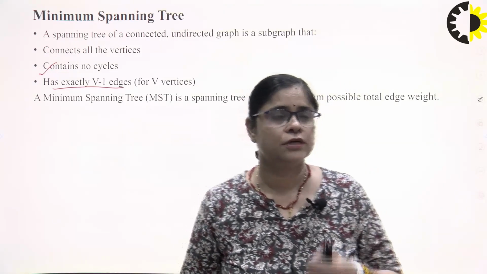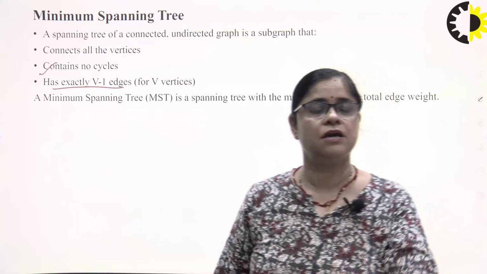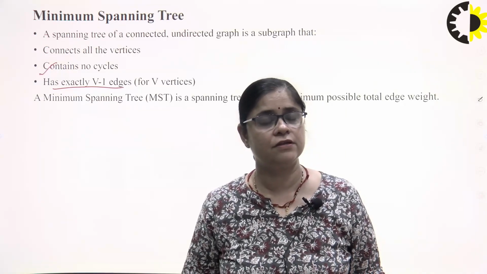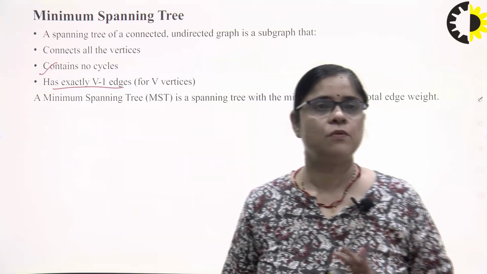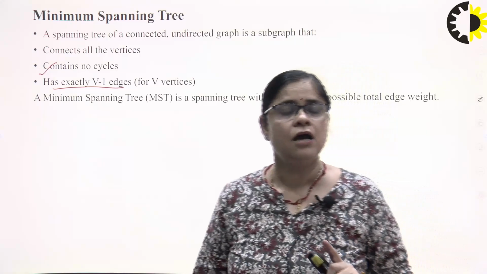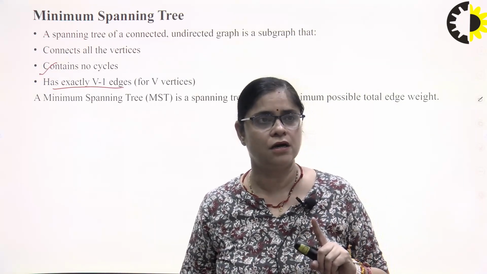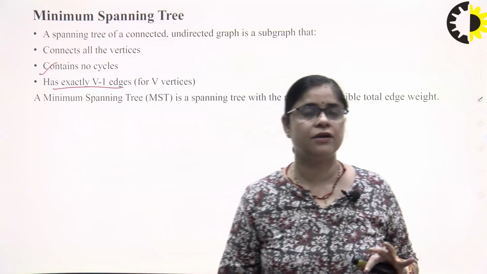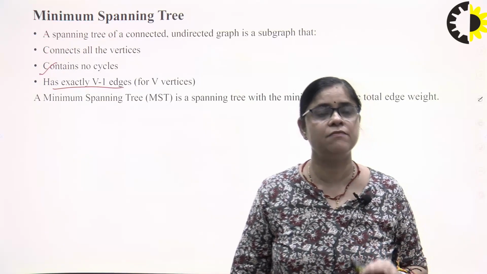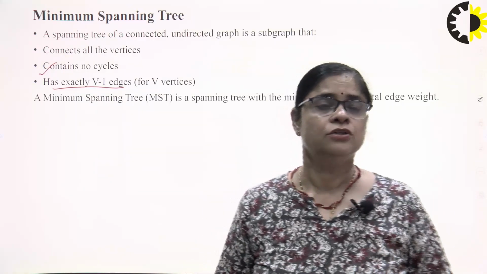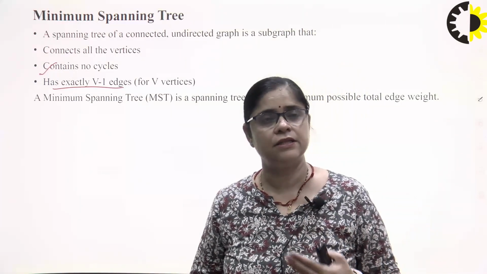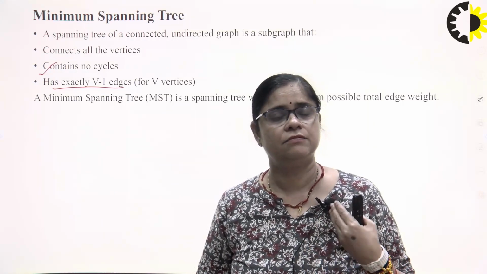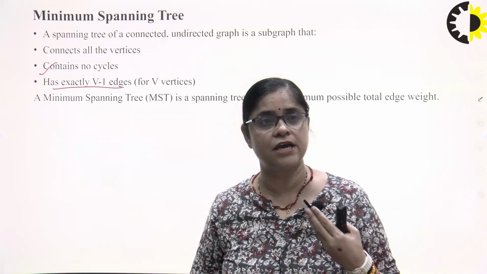So we can say that a minimum spanning tree is a spanning tree with the minimum possible total edge weight, right? So here we have to keep in mind that the tree is a minimum spanning tree when all the vertices are connected, using fewer than V edges. It is not required that all the edges be included, but all the vertices should be connected. So there is a possibility that the edges used can be fewer.